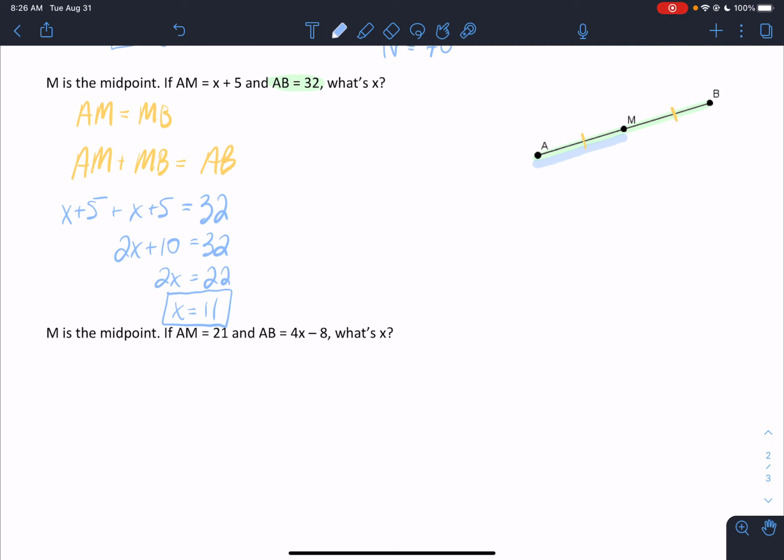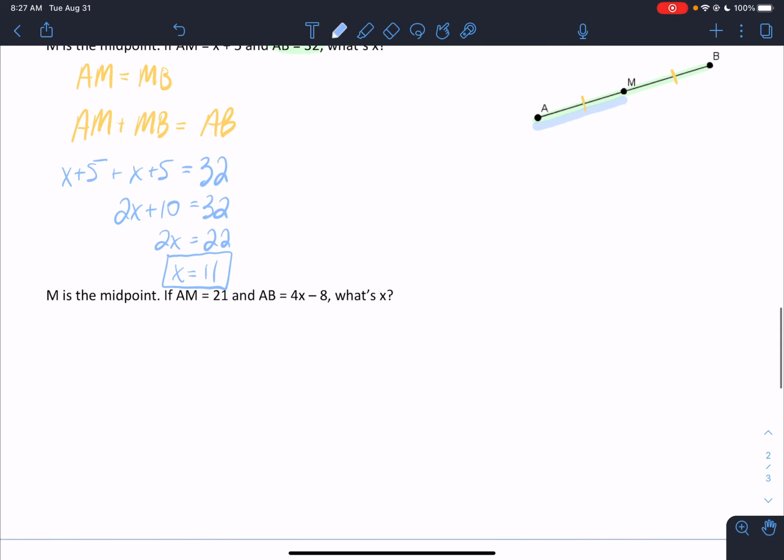Another way that you could do it is, if you know that AB is 32, if I cut that in half, that'll be AM. So I know that AM would be equal to 16. Then I could go from there. That would be another way of doing it.